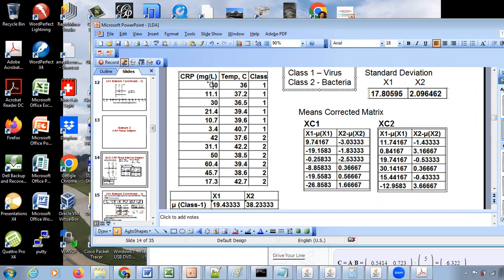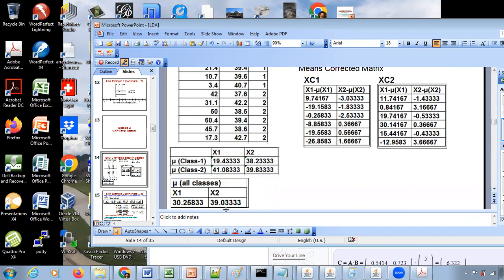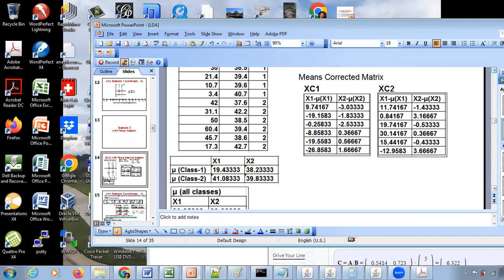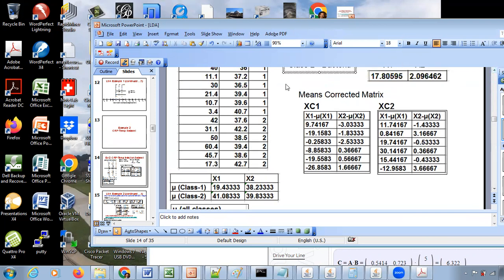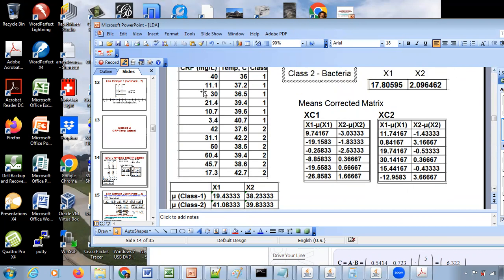Okay, so the mean of all these 12 records of X1 or CRP value is 30.25833, and the mean of all the 12 records for X2 is 39.033. Then you take the class-wise mean. For the first 6 class 1 records, the mean of the X1 values comes out to be 19.433, and the mean of the X2 values is 38.2333. Similarly, for class 2, the last 6 records, the mean of the X1 values is 41.0833, and the mean of X2 is 39.833.